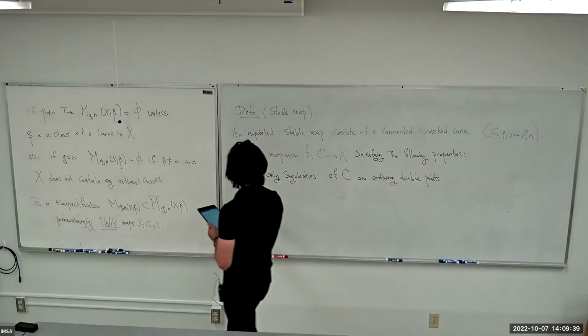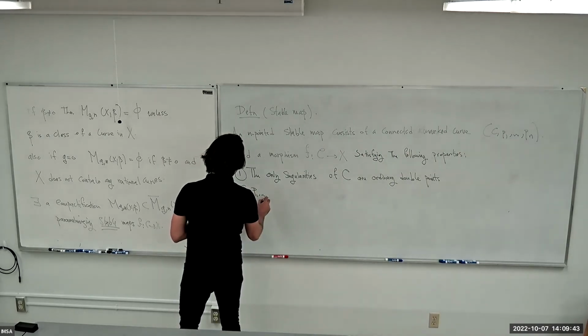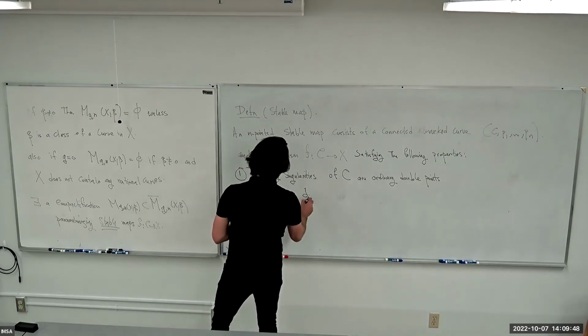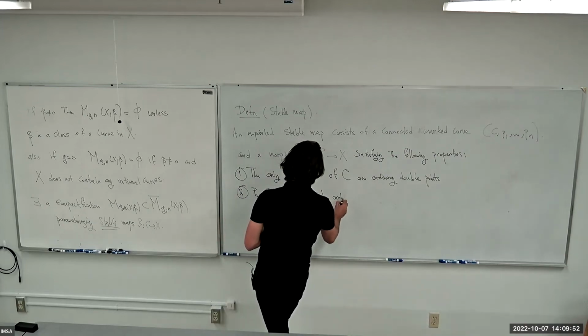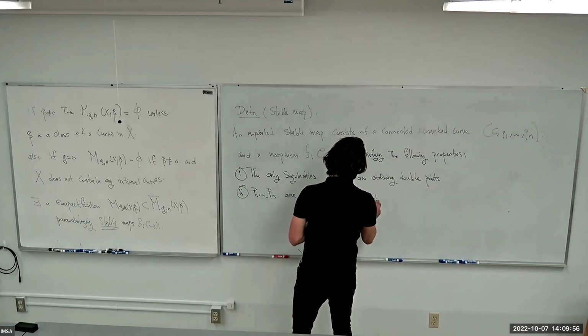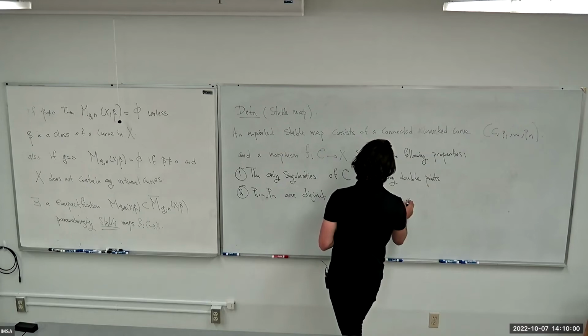Two, p1 to pn are disjoint ordered smooth points of C.